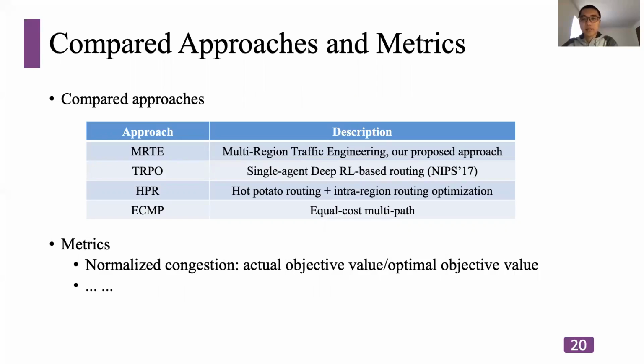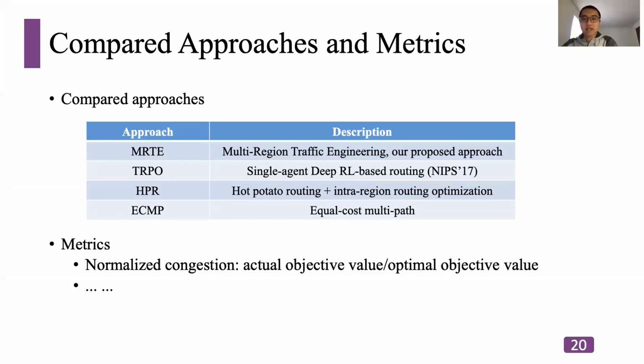We compare performance with 3 other approaches. First, we implement TRPO, which is a single-agent DRL-based approach. The agent takes a window of traffic matrices as input and outputs routings for the entire network traffic. Second, we compare with hot potato routing. Outgoing traffic is delivered to the closest egress node, and the terminal traffic is routed by an existing intra-region TE approach. Finally, we compare with ECMP. Traffic demands are split over pre-computed forwarding paths evenly. ECMP is used to validate that multipath alone doesn't result in good performance.